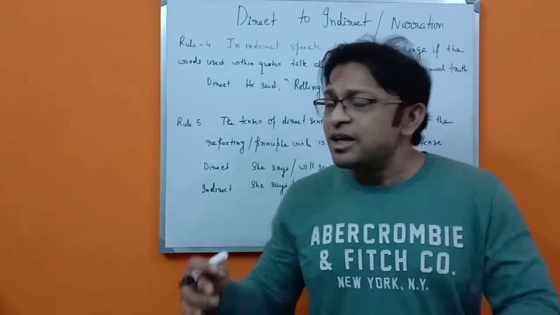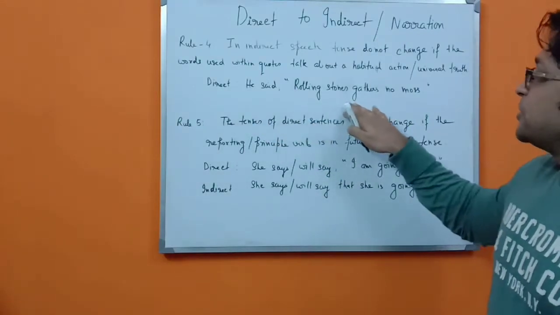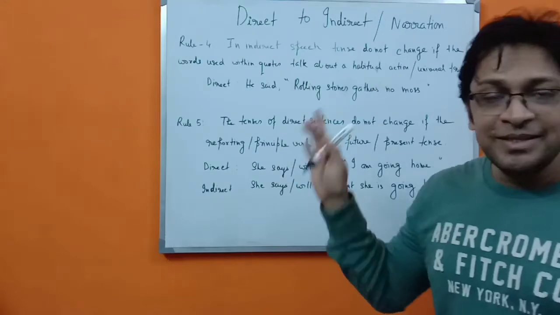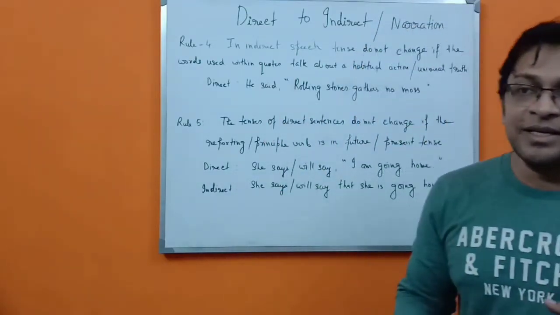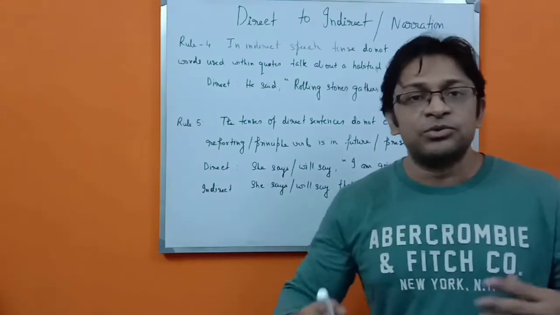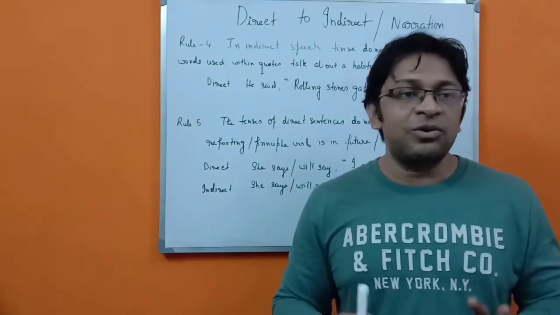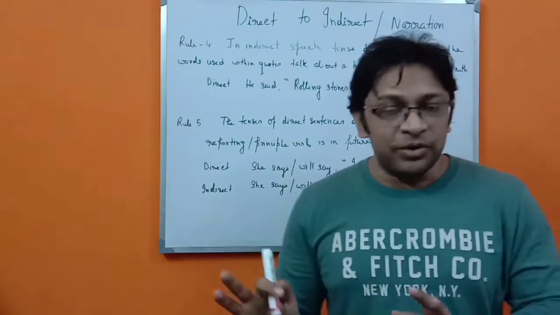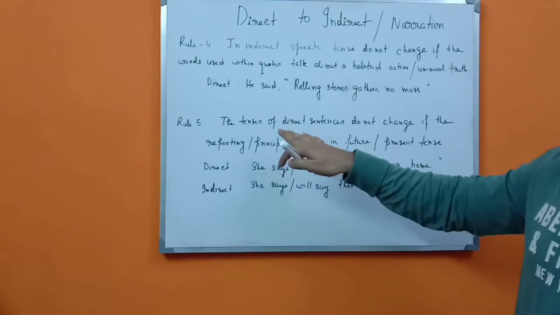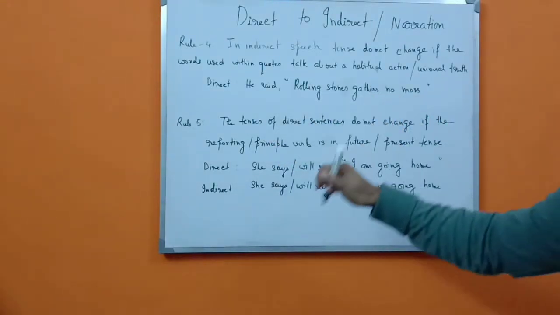That means here in this sentence, as you can see, he said, "The rolling stone gathers no moss." This is a universal truth. That means it's a proverb. It is used to say that the people who work continuously never become lazy, or their work will always go on. So as you can see these things, how am I going to change this sentence?